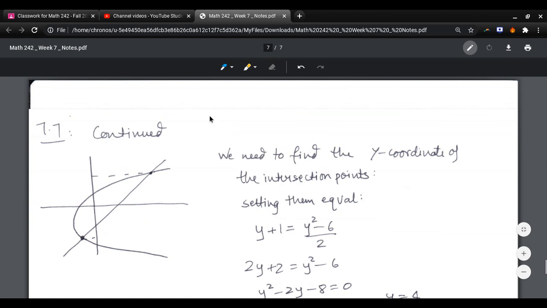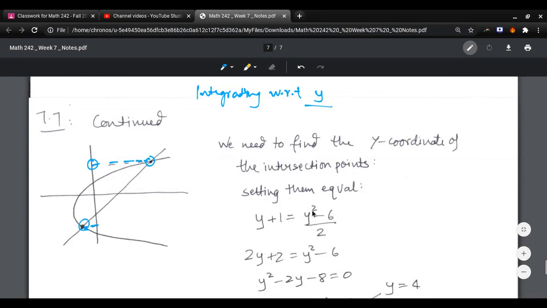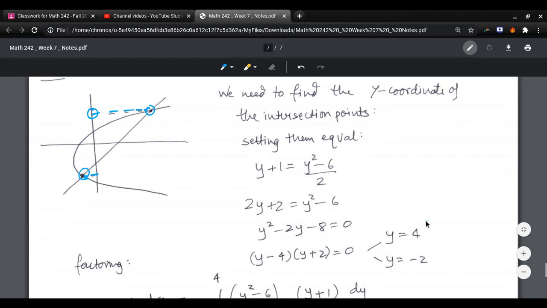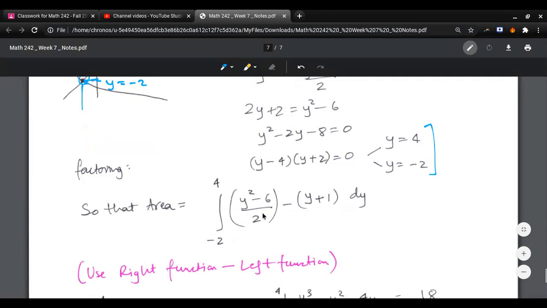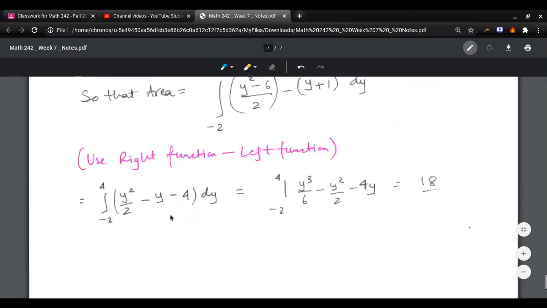So now we call this integrating with respect to y instead of x. Because now we are forming the rectangles on the y-axis, we need to find the y-coordinate of these points. So we set them equal, it ends up being a quadratic. We get two of these values. So we know this here is y equals -2, and this here is y equals 4. So my integration is from -2 to 4, right function minus the left function, which you solve out and you get 18.